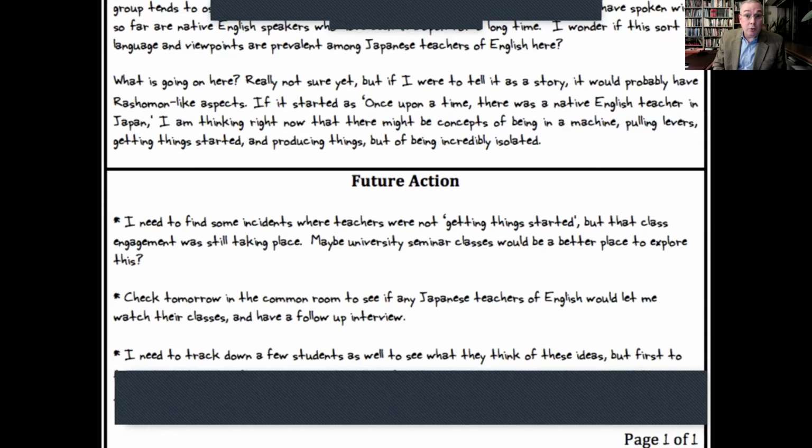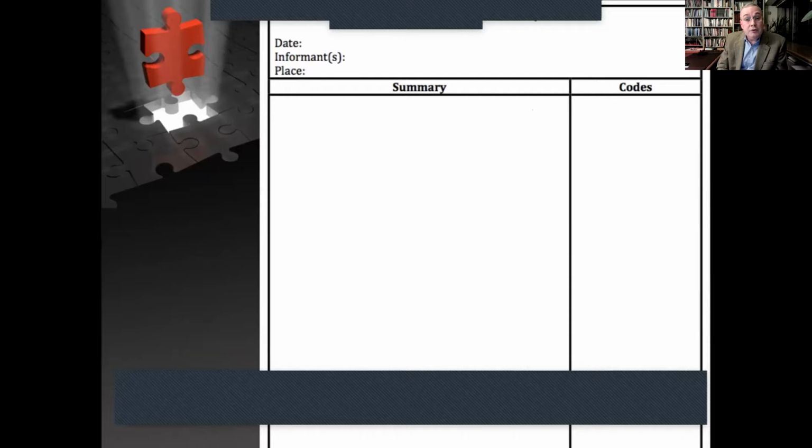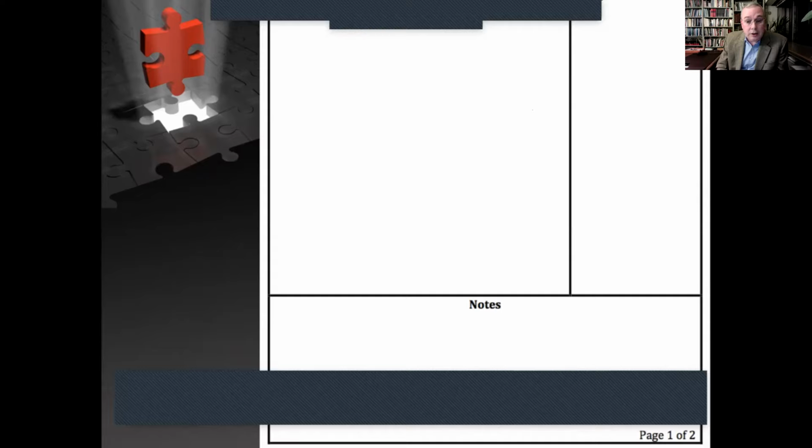Okay, so after you've done observation a few times, you've got some of this data that you've already started to develop, you'll want to move into interviews to ask people about what's going on. And again, you may need to use an interview summary, or if you can, interview and then turn them into transcripts. And there's lots of different methods for making transcripts.